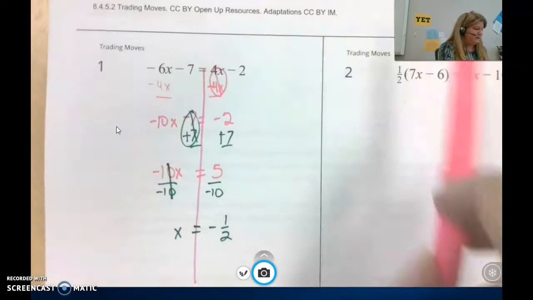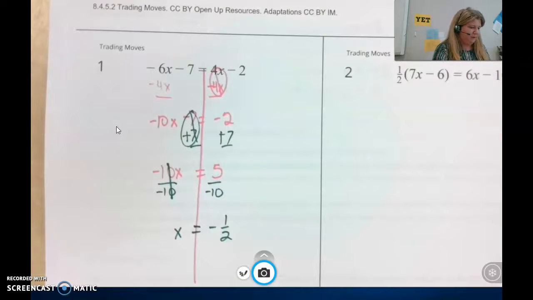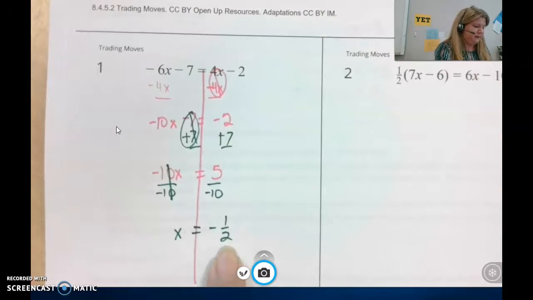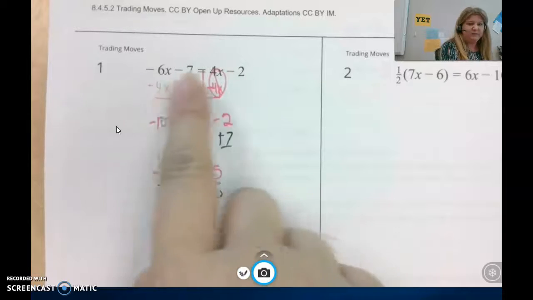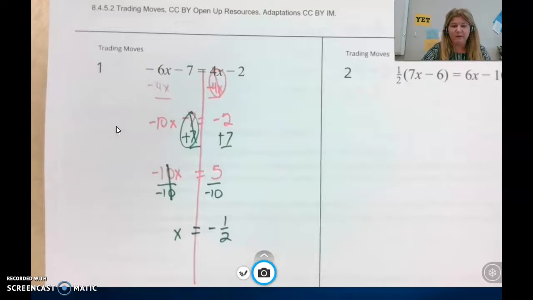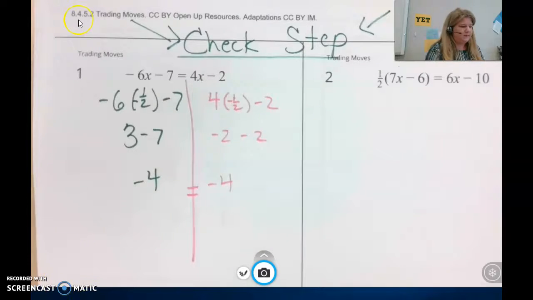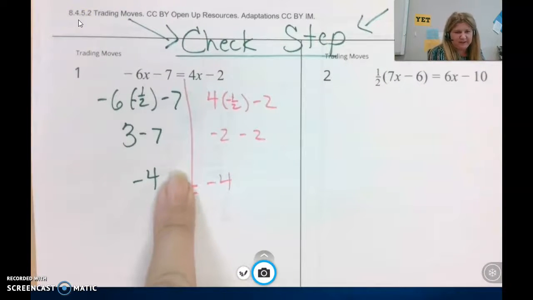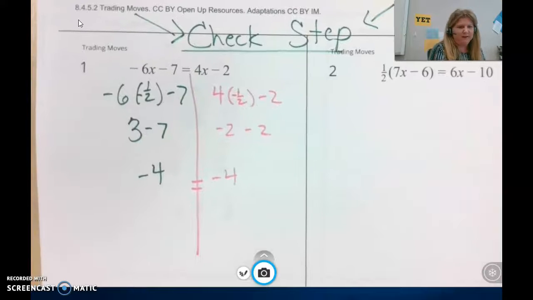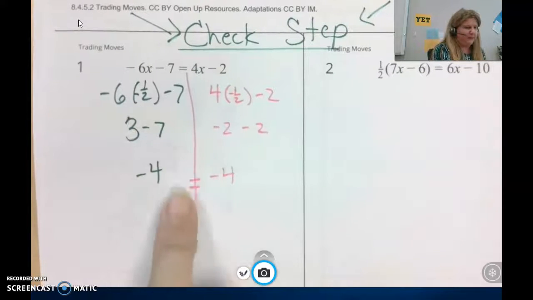Then to do the check step, you would substitute negative 1/2 in place of each of the x's and see if you get the same thing. So I'm going to pause this and do that, and then I'll just show you my result. So I've got a new paper that's my check step, just to keep it organized, but you could have done this on scrap paper as well.